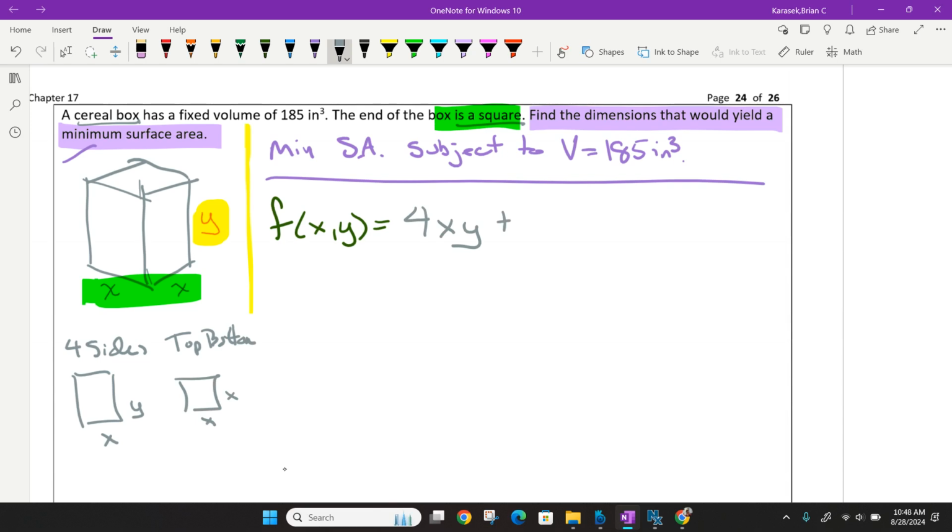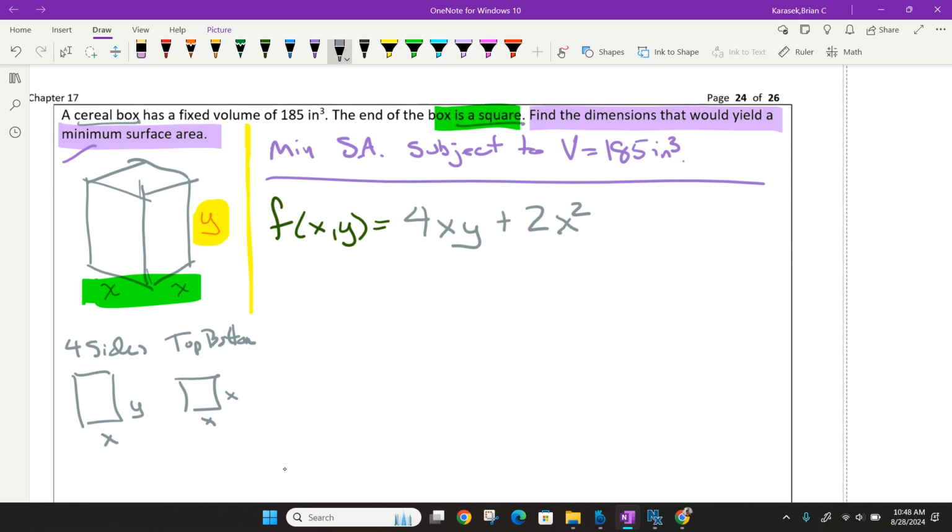So that means that my surface area function is 4xy plus 2x squared. The 4xy is the four sides, which have an area of x by y. It's a rectangle, base times height. The top and the bottom, that gives me my 2x squared because the area of the top and the area of the bottom are x by x, or x squared. Okay? Now my constraint is that the volume has to equal 185.